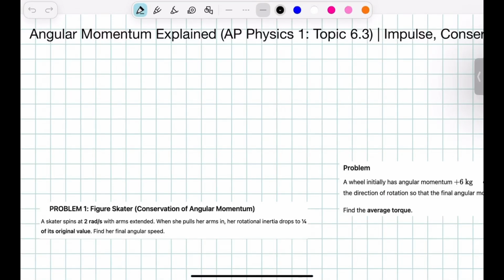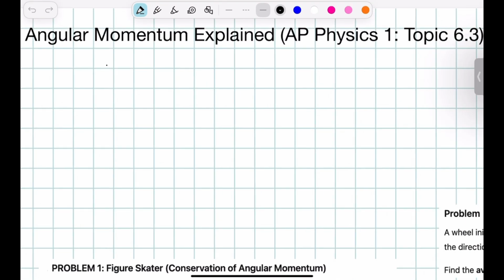Today we're covering angular momentum and angular impulse, one of the most powerful ideas in rotational motion. This topic explains why figure skaters spin faster when they pull their arms in, and why planets stay in orbit, and how collisions work in rotating systems. We'll define key equations, apply conservation laws, and solve some physics problems step by step. So let's start off with what is angular momentum.